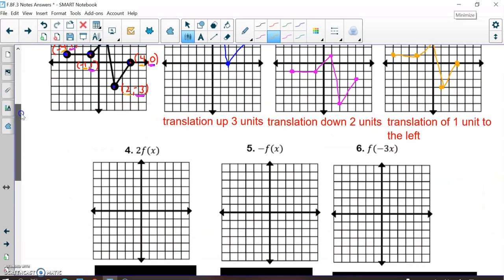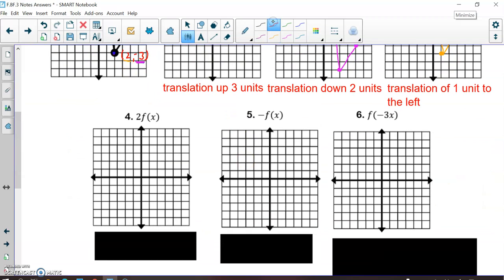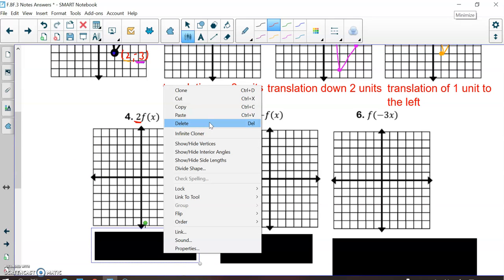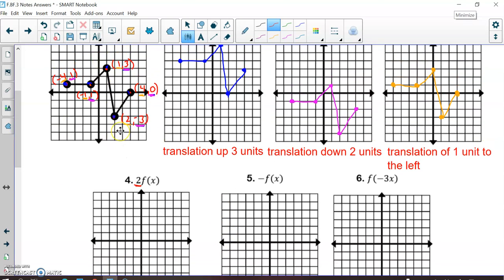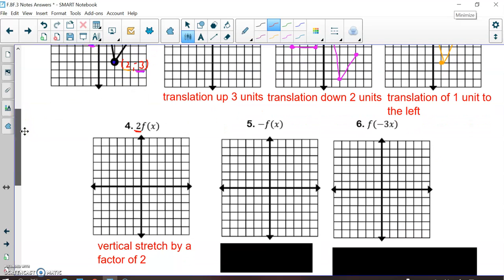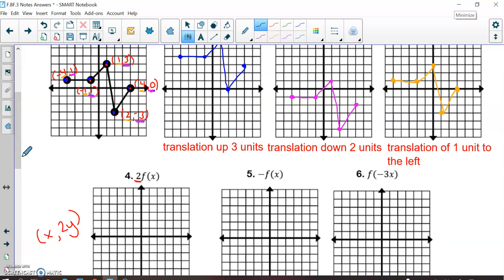However, in number 4, since the number is on the outside of f of x, this is actually a vertical stretch by a factor of 2. So you can expect to stretch this graph up by a factor of 2. And when you have a vertical stretch by a factor of 2, to find the new points, you leave your x value alone, but you multiply your y value by 2. So for each of these points, I'm going to leave my x value alone, but multiply my y value by 2. So a 1 times a 2 is a 2. So my first point would be at the point negative 4, 2.